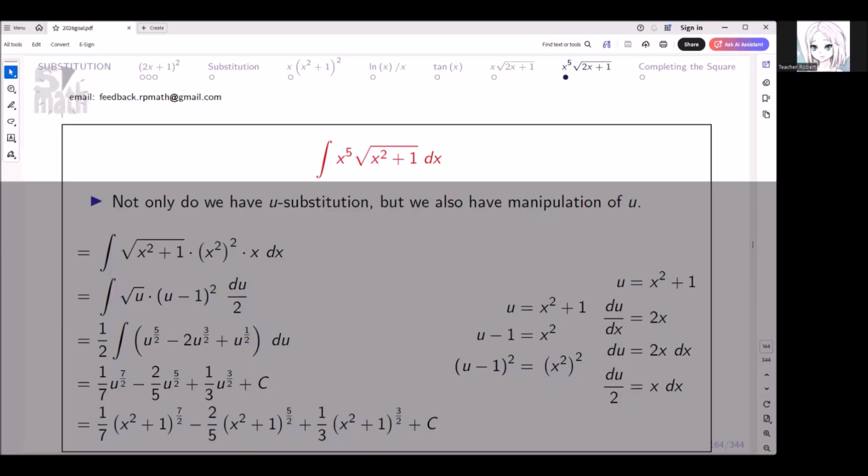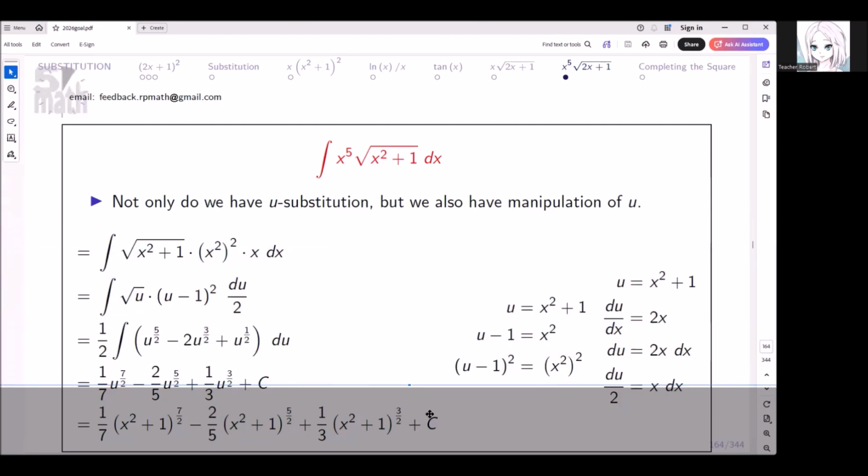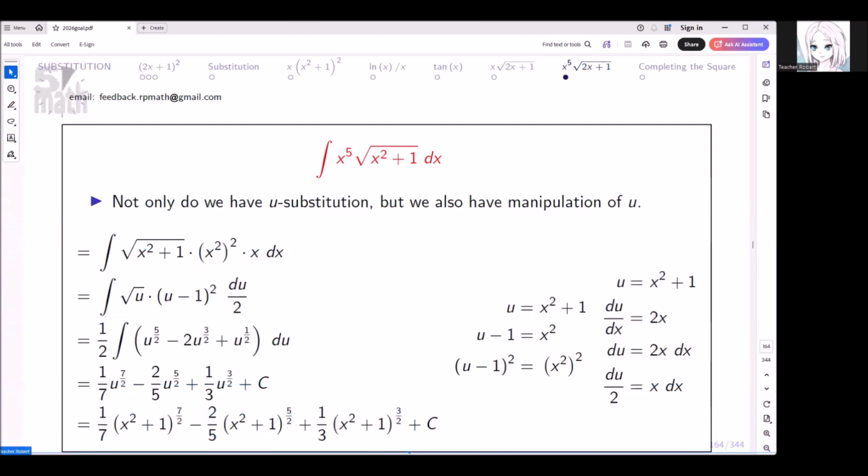Integral x to the power of 5 square root x squared plus 1 dx. Not only do we have u substitution, but we also have manipulation of u. We get 1/7 x squared plus 1 to the power of 7 over 2 minus 2/5 x squared plus 1 to the power of 5 over 2 plus 1/3 x squared plus 1 to the power of 3 over 2 plus c.